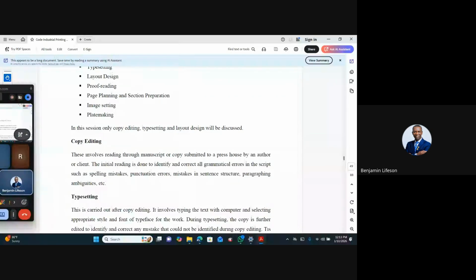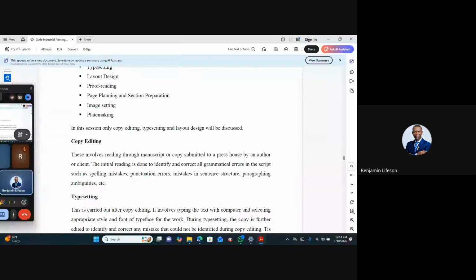So in this copy editing, we are saying that manuscripts are submitted. So if you say the manuscript, we are talking about the draft, is submitted to the press house by the author, all right, by your client. You know, as designers, we are going to deal with clients, and there should be a lot of professionalism dealing with your client. So once the manuscript is submitted to you, the copy editor. So in this case, we have the copy editor.